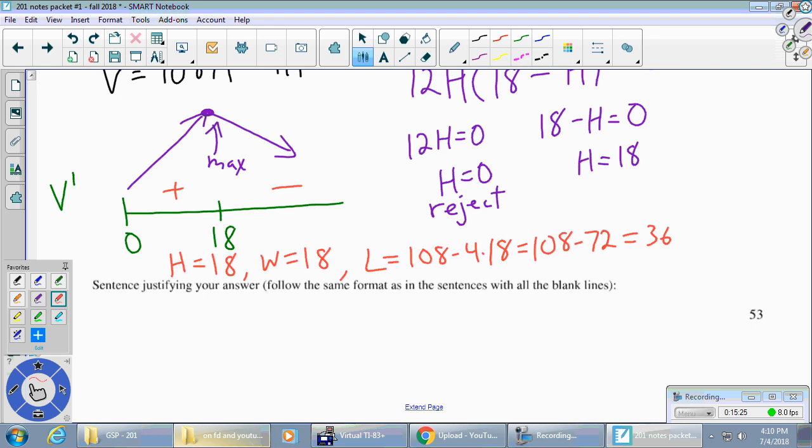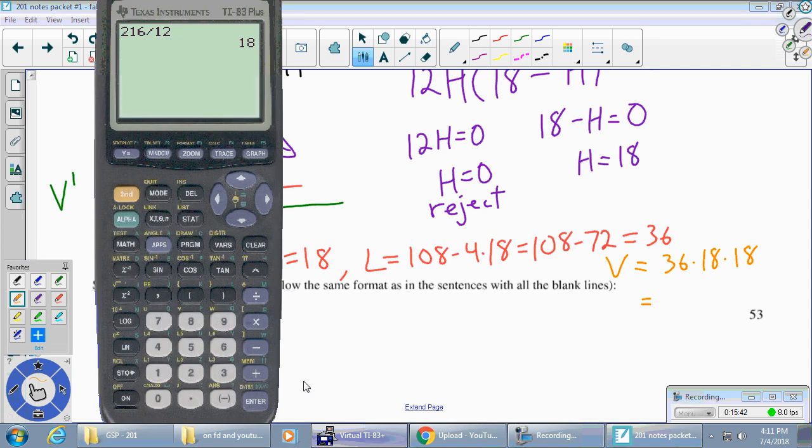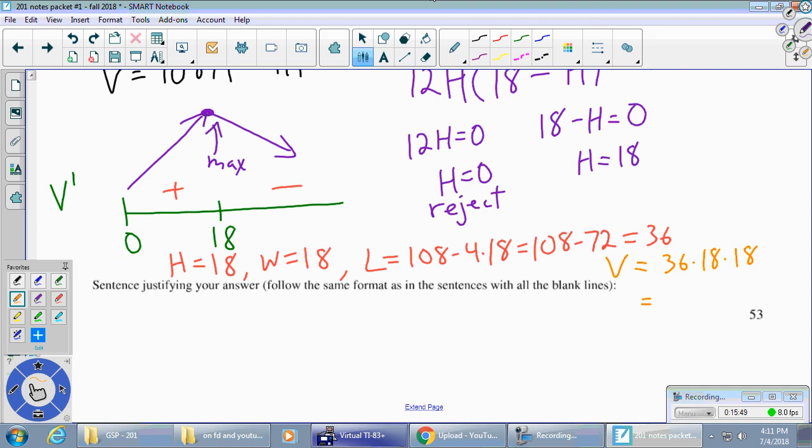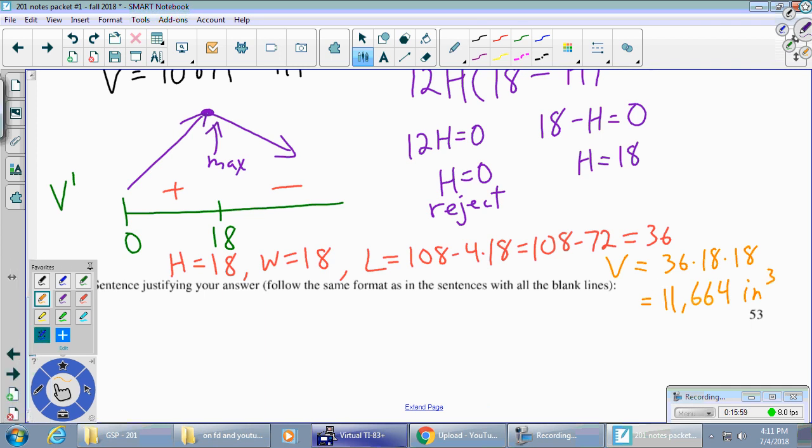And then it also asked for the maximum volume. And the volume is just the length times the width times the height. So 36 times 18 times 18. 11,664. And I guess that's cubic inches. That is the biggest volume of box you can make given the 108-inch constraint.